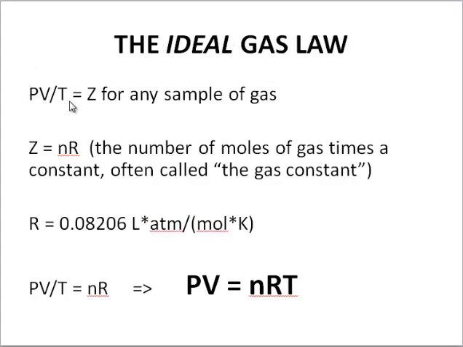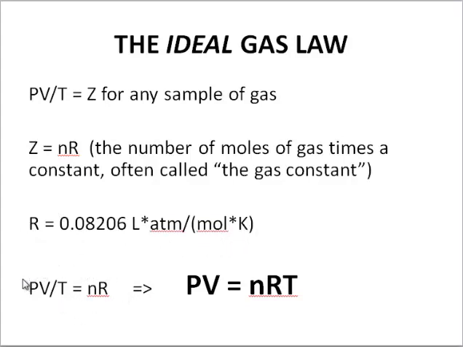PV over T equals Z for any sample of gas, and it turns out that Z is equal to some constant times the number of moles. So Z depends on the number of moles of gas. And then there is a constant, and this constant is the same for all gases, often called the gas constant, and in this course we will take it as 0.08206 liters times atmospheres over moles times Kelvin. Now attend to the units of the gas constant: liters, atmospheres, moles, kelvins.